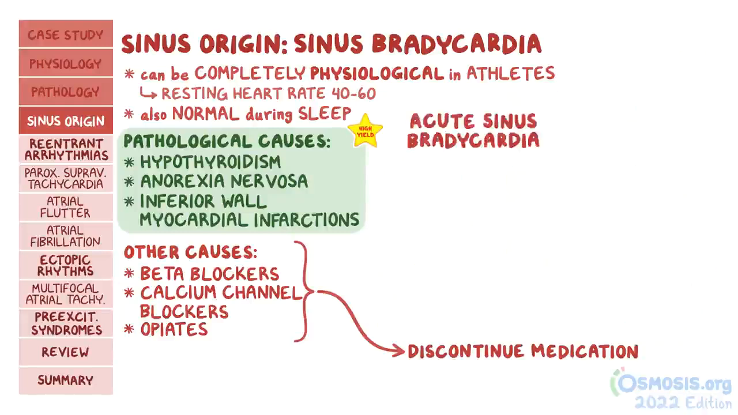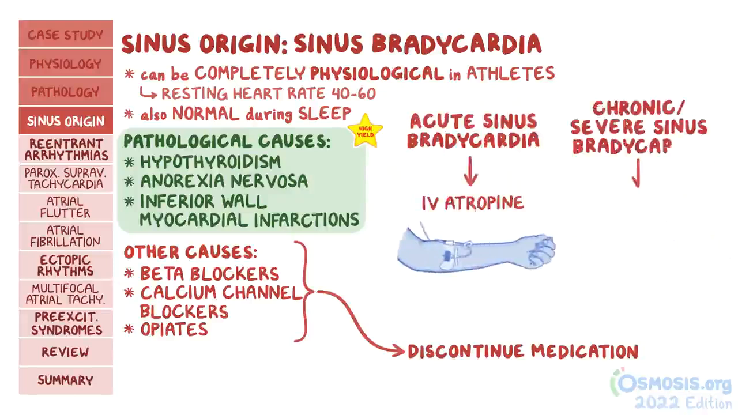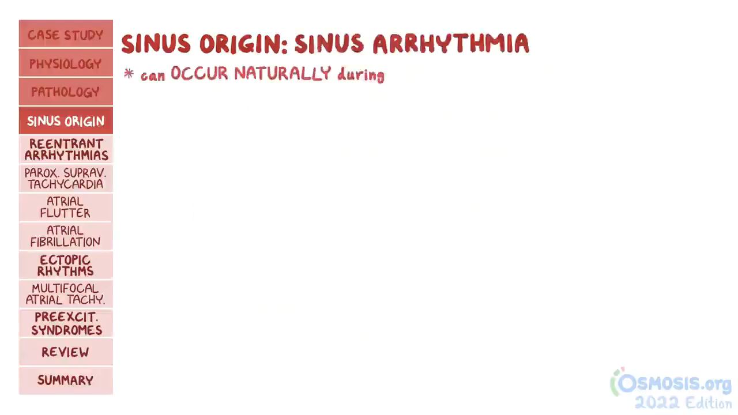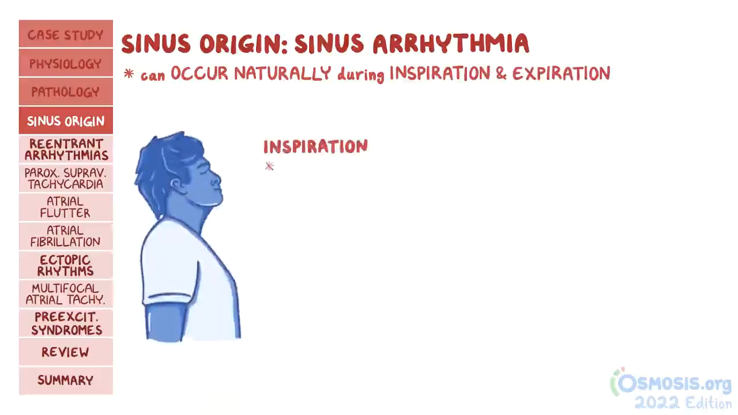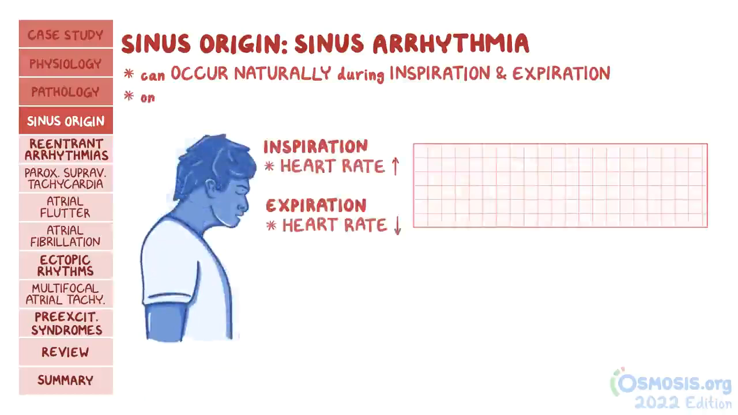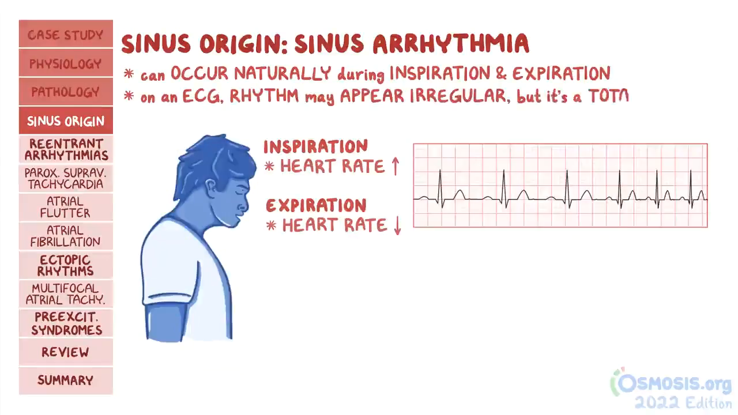Acute sinus bradycardia can be treated with IV atropine, while chronic and severe cases might need a pacemaker. Another arrhythmia of sinus origin is sinus arrhythmia. This arrhythmia can occur naturally during inspiration and expiration. See, during inspiration, the heart rate increases, and during expiration, it decreases. So on ECG, the rhythm may appear irregular, but it is in fact a normal variant.